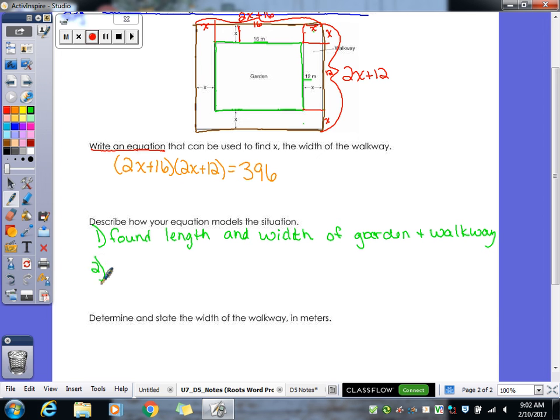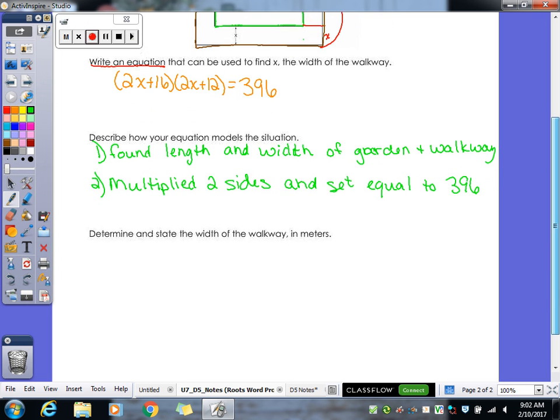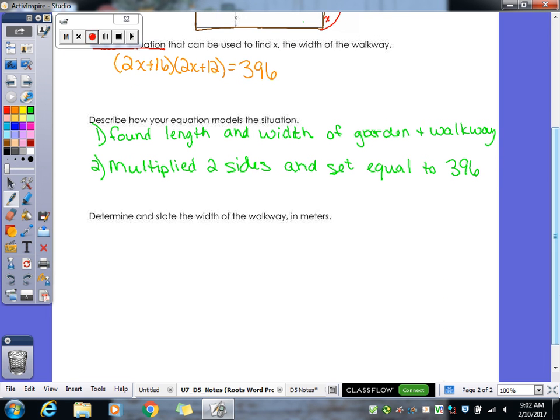Second step, we then multiplied the two sides together and set equal to 396. There we go. We just described how our equation models the situation. Next part, they want us to determine and state the width of the walkway in meters. So that means they want us to take the equation that we wrote and actually solve it.